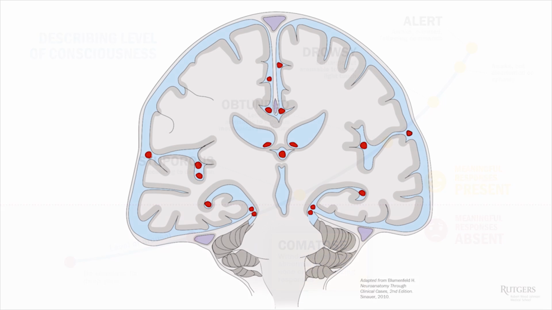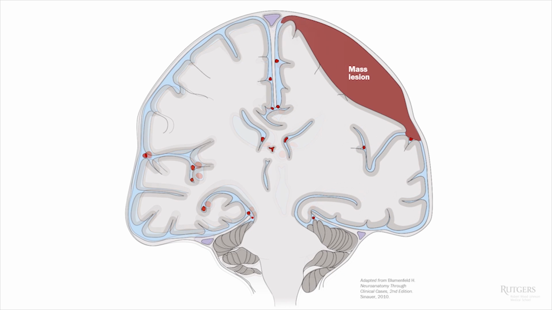Let's see how this plays out in a hypothetical situation. Say a patient develops a mass lesion, hematoma, tumor, cerebral edema, etc. Here we've got a subdural hematoma. That mass lesion will exert mass effect on the brain, causing different parts to herniate.